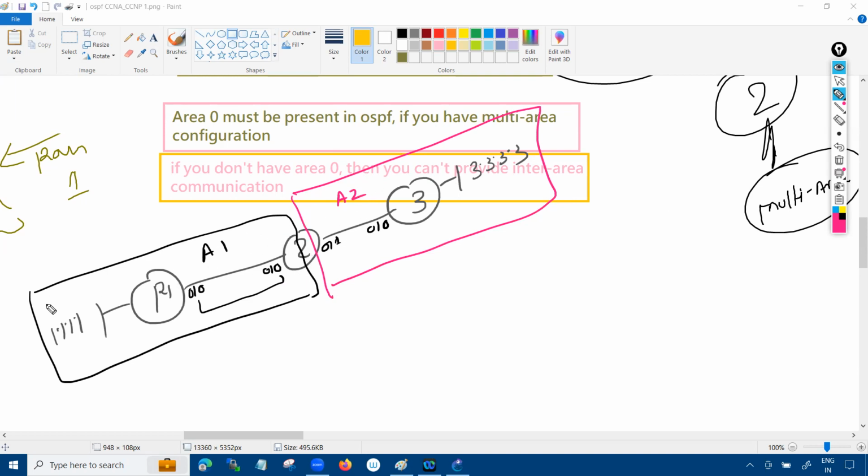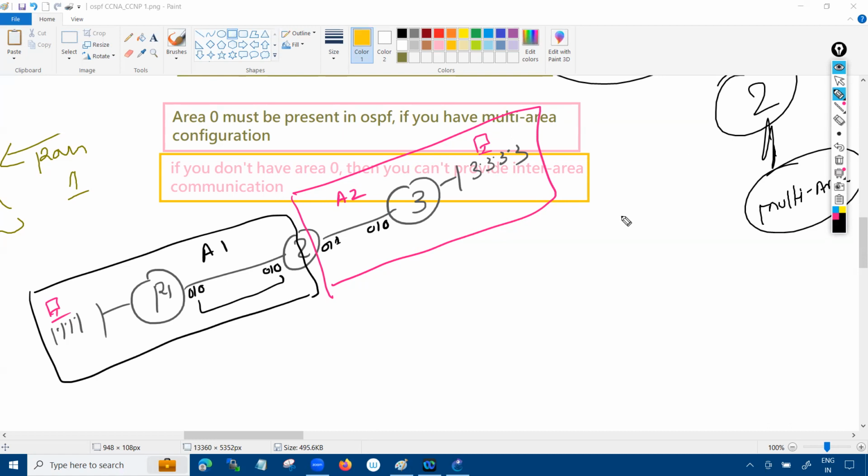So in that case, the user sitting behind 1.1.1.1 and the user sitting behind 3.3.3.3 cannot communicate with each other because we don't have an area 0. Area 0 must be present. If you don't have area 0, you cannot achieve inter-area communication.